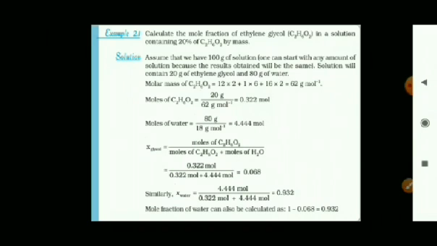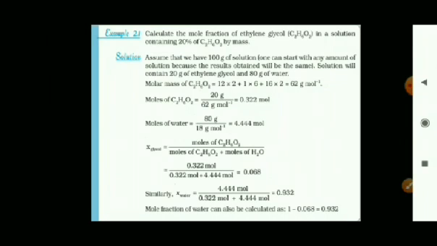Yeah, 100 gram of solution, isn't it? So assume that we have 100 gram of solution. One can start with any amount of solution because the results obtained will be the same.